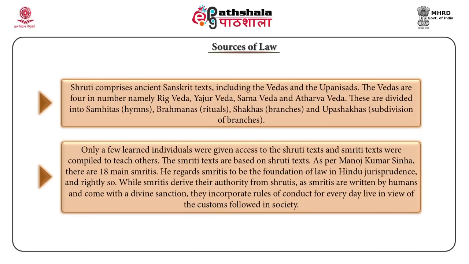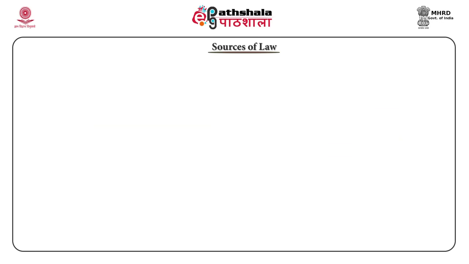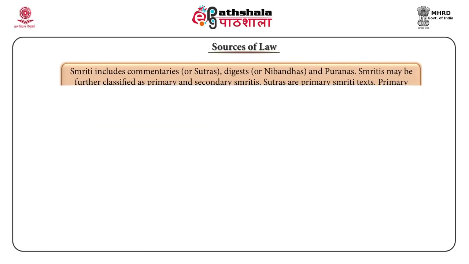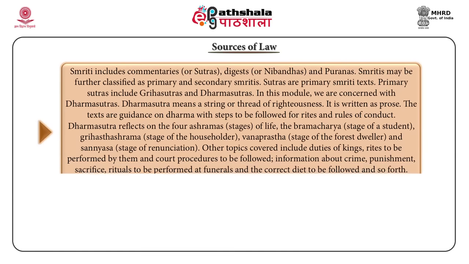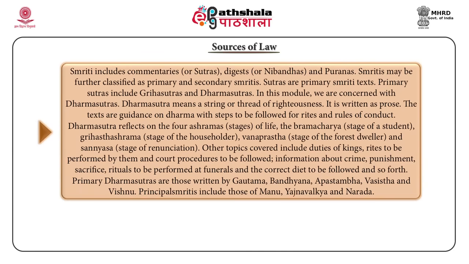Well, we had already mentioned that the Smritis derive their authority from the Shrutis, and as Smritis are written by humans and come with a divine sanction, they incorporate the rules of conduct for everyday life in view of the customs followed in society. The Smritis include commentaries, digests, and Puranas. They can be further classified as primary and secondary. Sutras are primary Smriti texts.